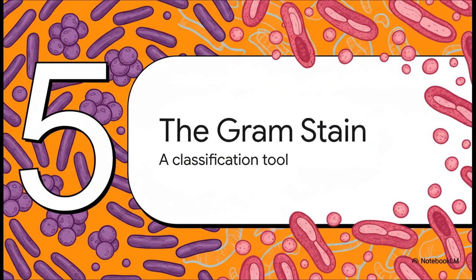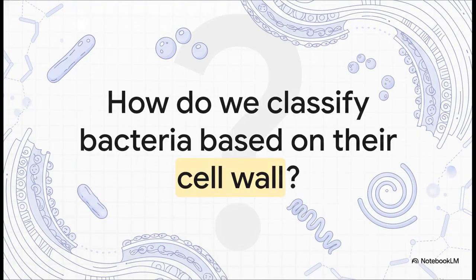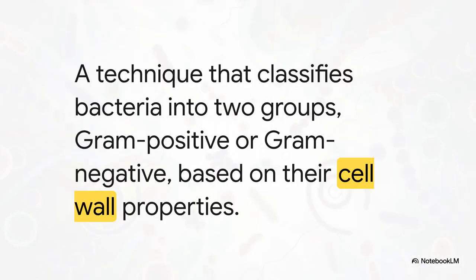Okay, next up is one of the most fundamental and important techniques in all of microbiology. It's a way to classify bacteria based on a key difference in their cell wall structure. So, in a clinical setting, when you need to identify a bacterium quickly, how do you do it? Well, one of the first and most important ways is by looking at the physical and chemical properties of its cell wall. And the technique for doing that is called the Gram stain.